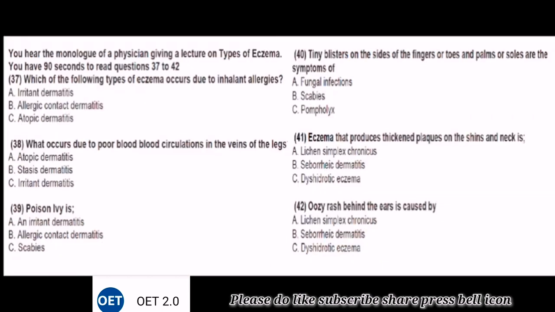Now look at Extract 2, questions 37 to 42. You hear the monologue of a physician giving a lecture on the types of eczema. You have 90 seconds to read questions 37 to 42.